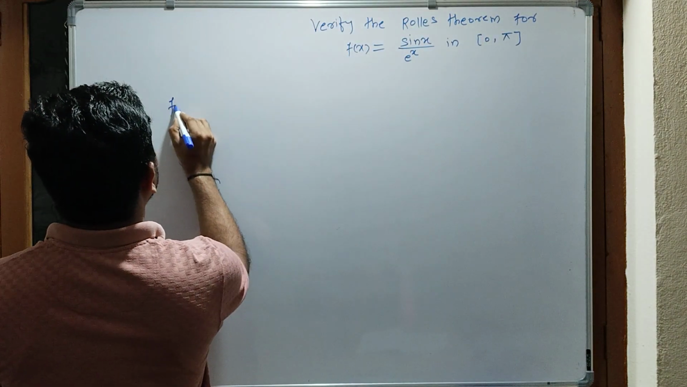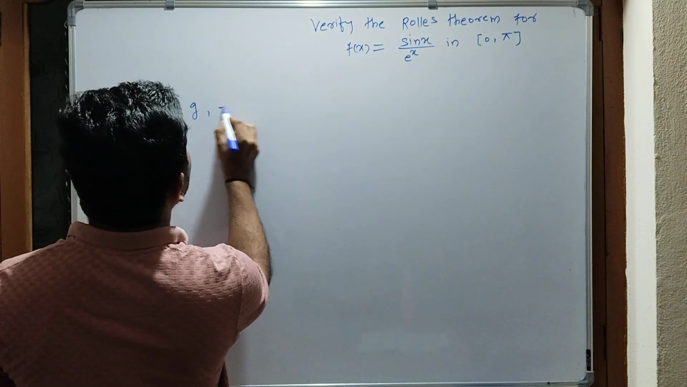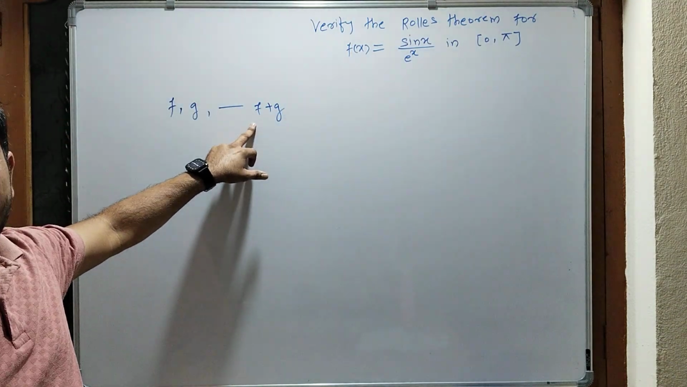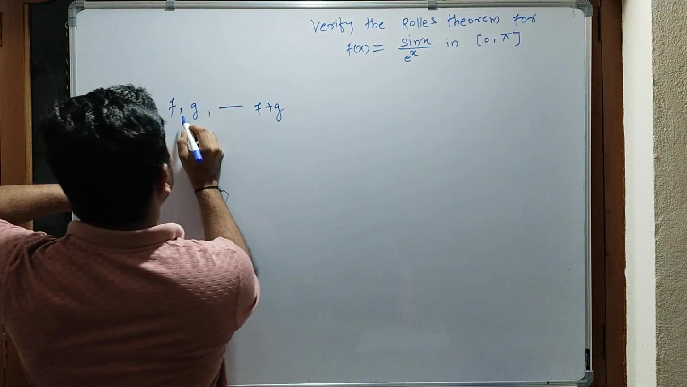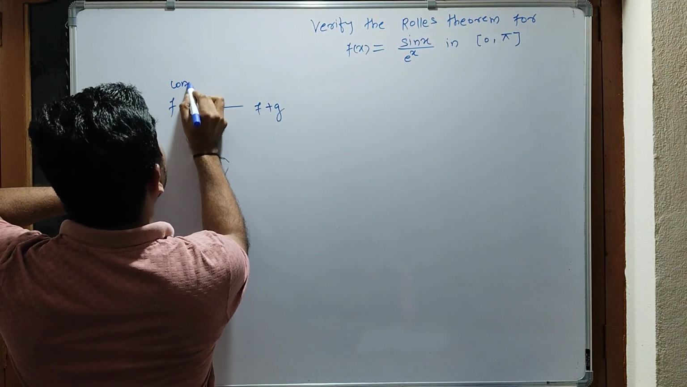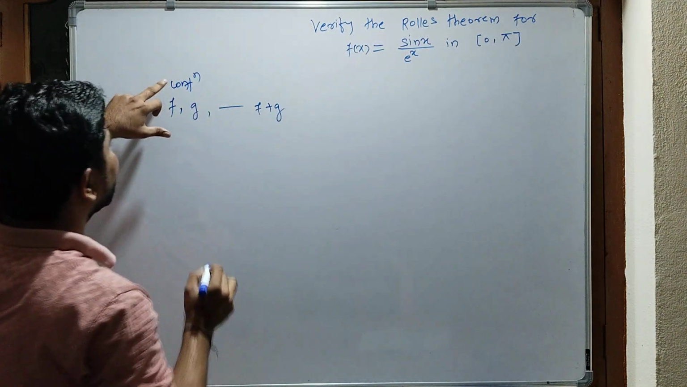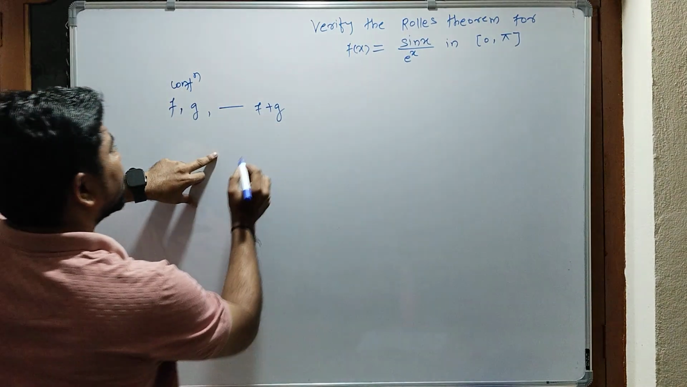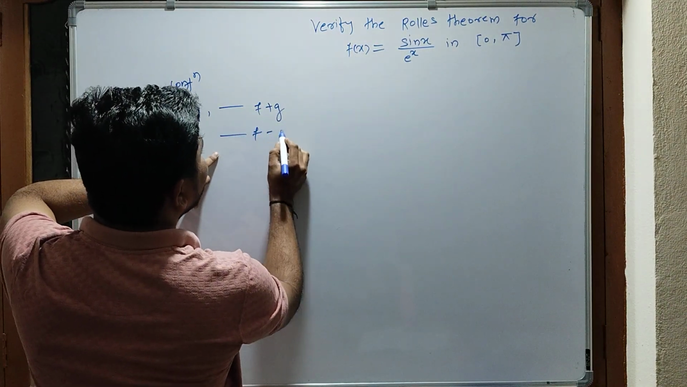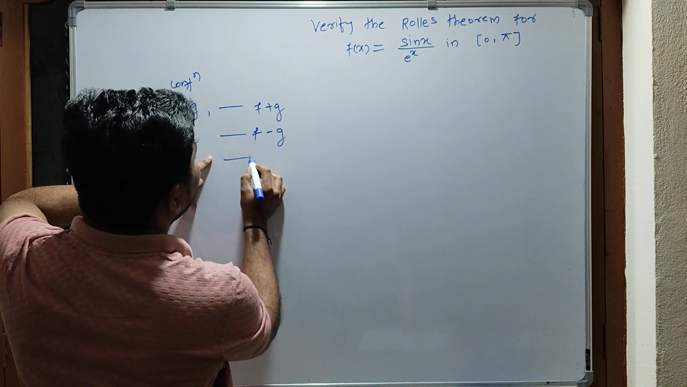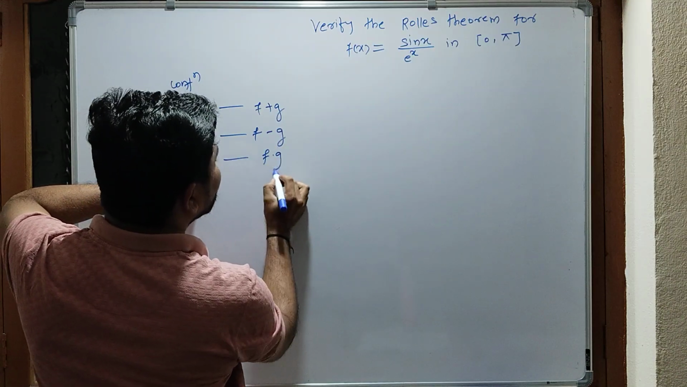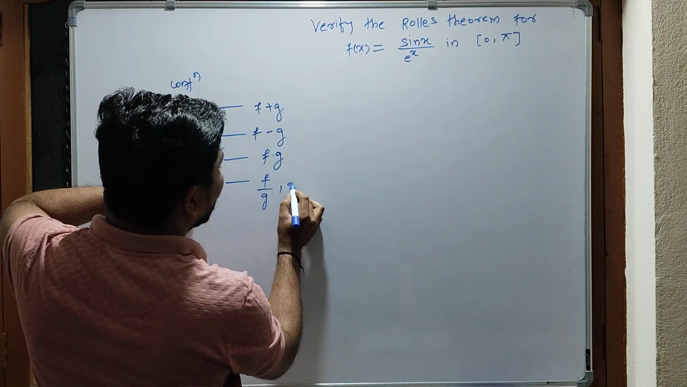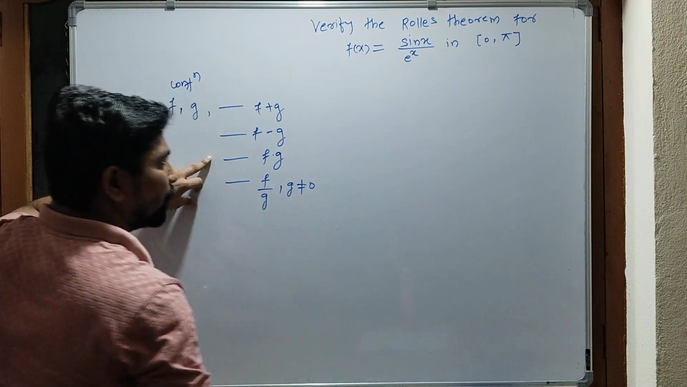If f is continuous and g is continuous, then f plus g, that is the sum of two functions, is continuous. The difference of two continuous functions is continuous. The product of two continuous functions is continuous, and the quotient of two continuous functions is continuous provided g is non-zero.